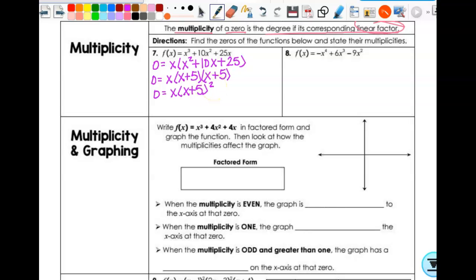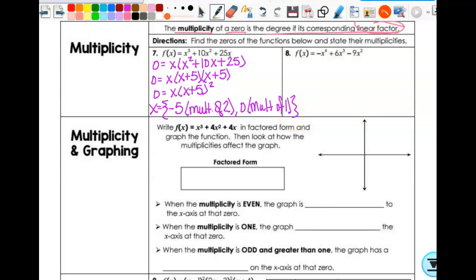So this is a cubic function. When I fill out my zeros, I'm only writing 2 numbers, 0 and negative 5, but this one has a multiplicity of 2. It's considered a double root. So if you were asked for the multiplicities, then we have to write them out. We have negative 5, and that's a multiplicity of 2. And then we have 0, which is a multiplicity of 1.